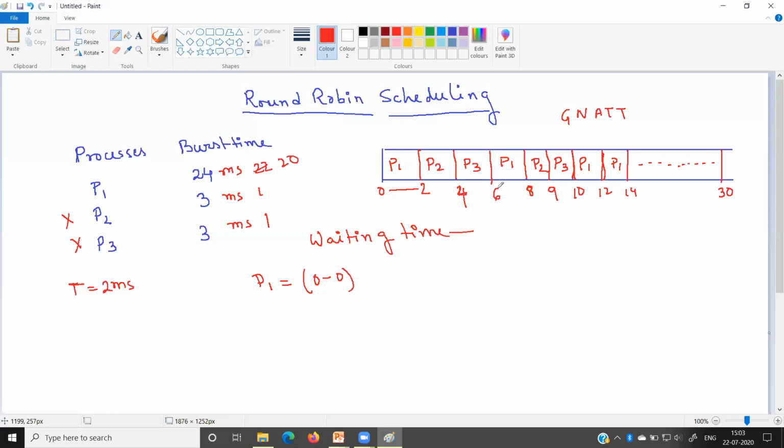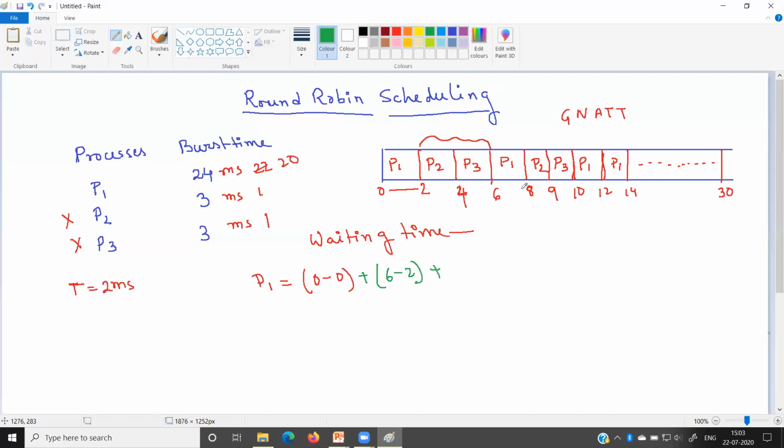Now again, P1 got the CPU when the time was 6. So what is its waiting time? Its waiting time is this period. What is this period? 6 minus 2. So we have to write 6 minus 2.